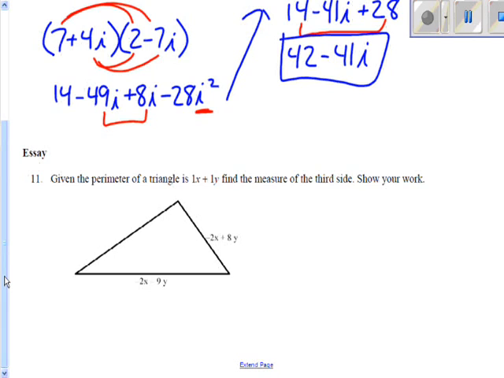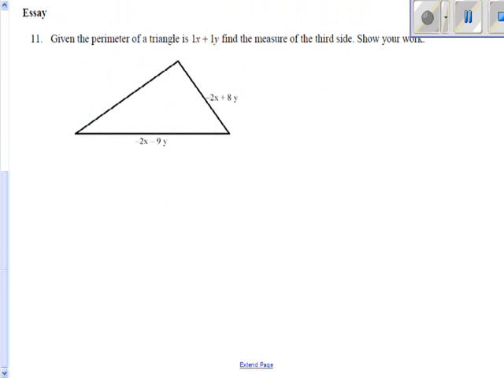For the next one, it gives us the perimeter of the triangle, and then it gives us 2 sides, and we want to find the missing side. All right, and I don't know what that missing side is, so I'm going to call it a capital A, so this way it stands out and I don't get it mixed up with stuff. But remember, the perimeter, we just add all the sides together.